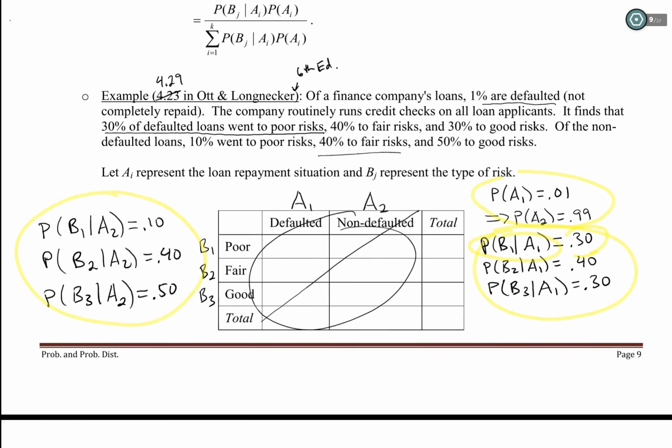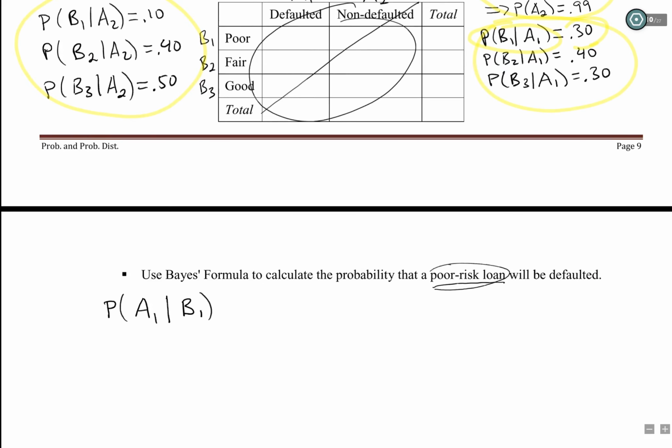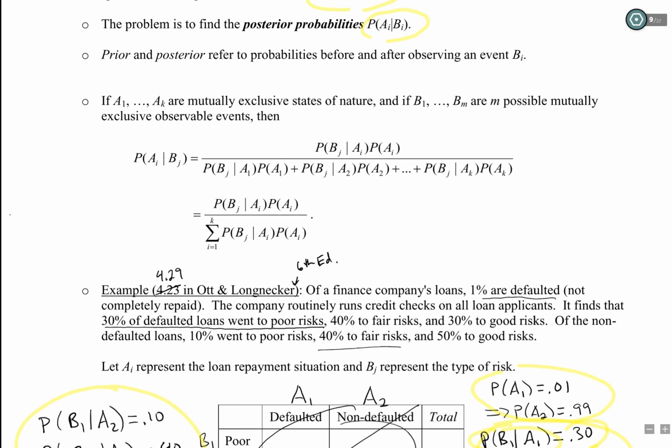We want the posterior probability of A1 given B1. Bayes' rule allows me to get to that. It says the probability of AI given BJ is, in the numerator, I switch the conditional probability, so it's the probability of BJ given AI times the probability of AI. This is a likelihood, and that's a prior probability. So the likelihood and prior probability that correspond to the switched conditions for the posterior you are interested in is what goes in the numerator.